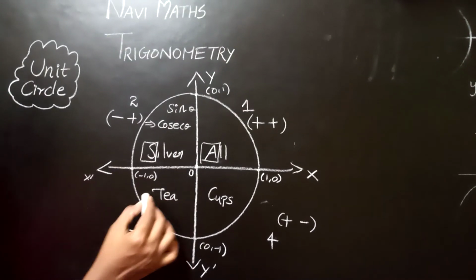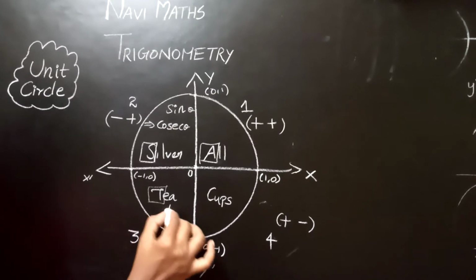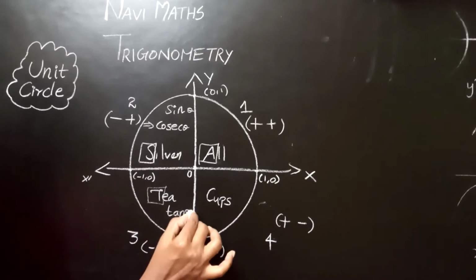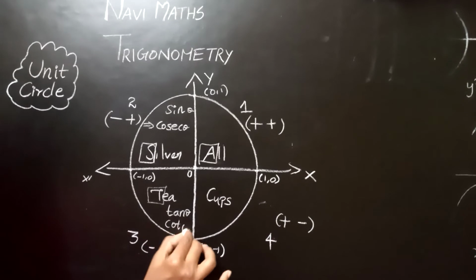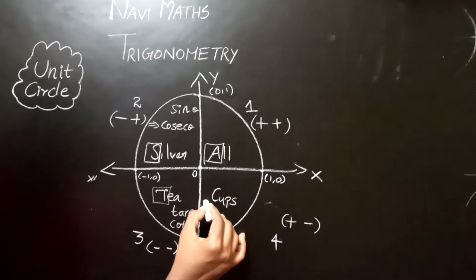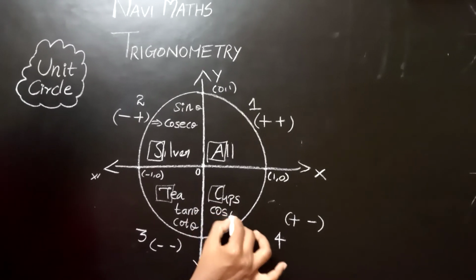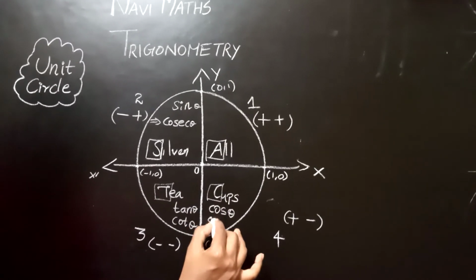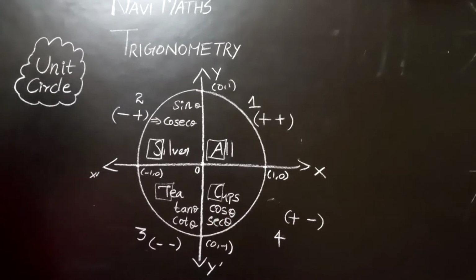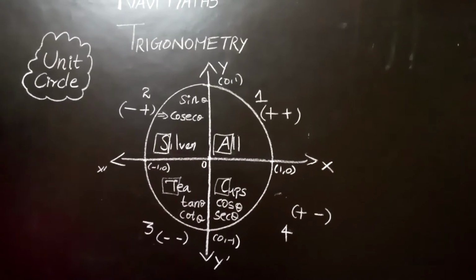In the third quadrant, look at the first letter T. T stands for tan theta. So tan and the reciprocal of tan, which is cot. So only these two are positive in the third quadrant. All the remaining are negative. In cups, the first letter is C. So cos theta and the reciprocal of cos theta is secant theta. Only these two are positive, all the remaining are negative. If you know this, we can learn it very easily.